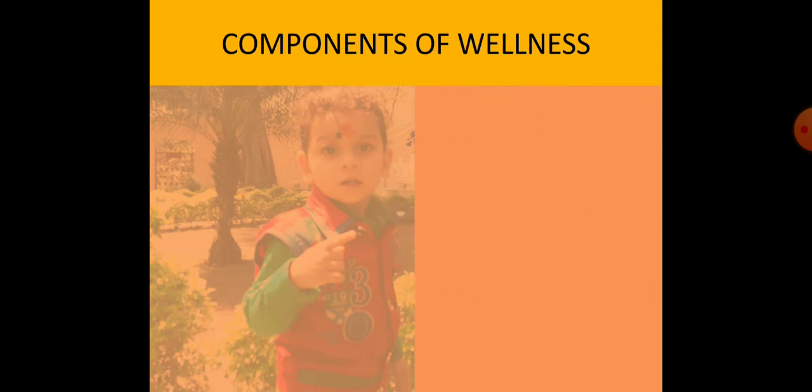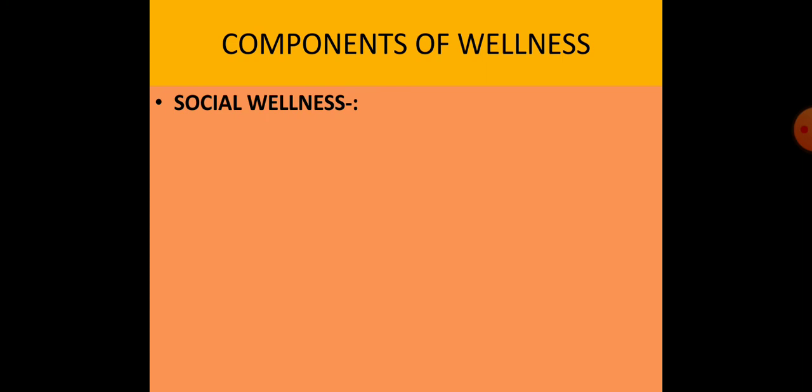We will come to the next component of wellness, that is social wellness. This is another very important part of wellness. Social wellness includes social interaction. How are we interacting with people? What type of relations do we have in society? Either people like us or not. What type of social qualities do we have? So it depends on our social interaction.